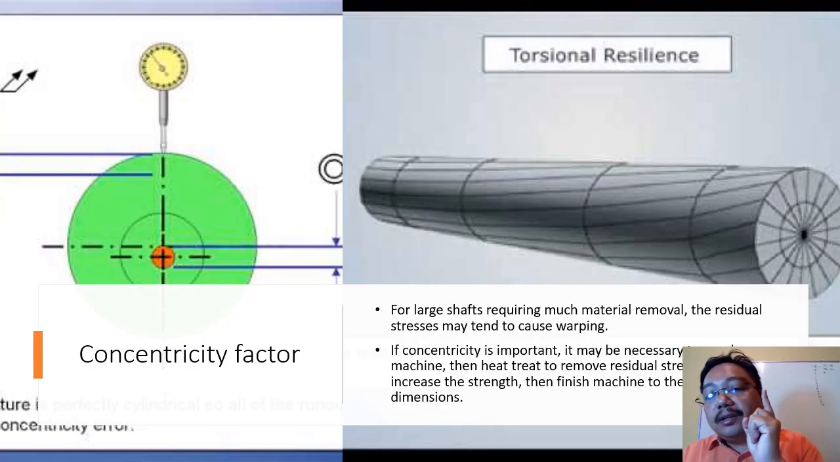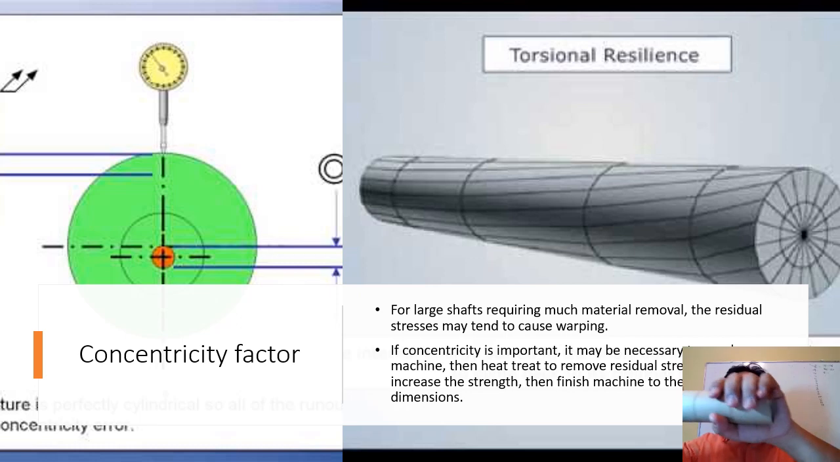One thing you must remember: when you machine the shaft, it will become warped. If the shaft is too long, it becomes warped. And if the concentricity is important, it may be necessary to heat treat the shaft to remove the residual stress.